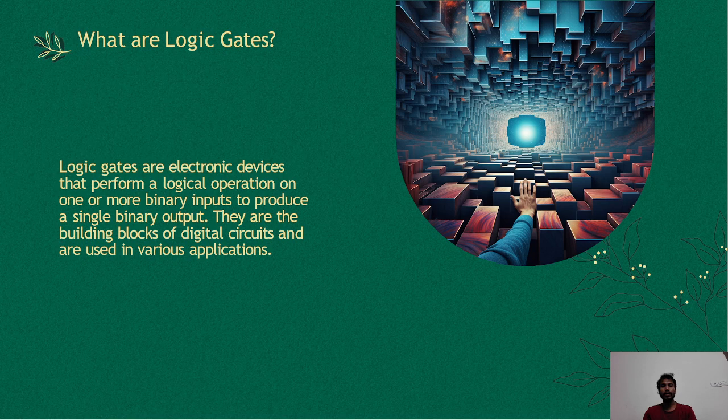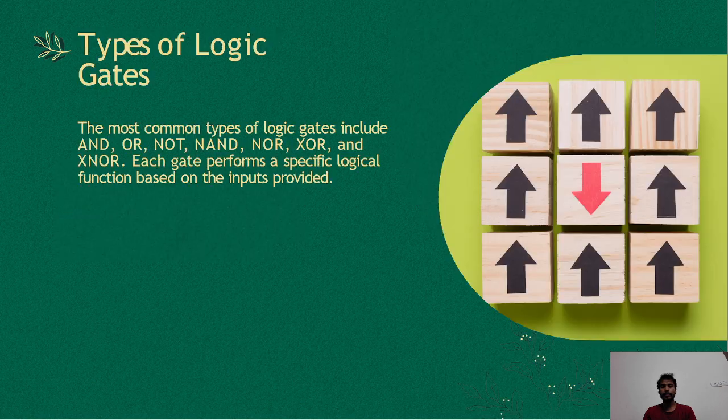What are logic gates? Logic gates are electronic devices that perform a logic operation on one or more binary inputs to produce a single binary output. They are the building blocks of digital circuits and are used in various applications. Types of logic gates. The most common types of logic gates include AND, OR, NOT, NAND, NOR, XOR, and XNOR. Each gate performs a specific logical function based on the input provided.